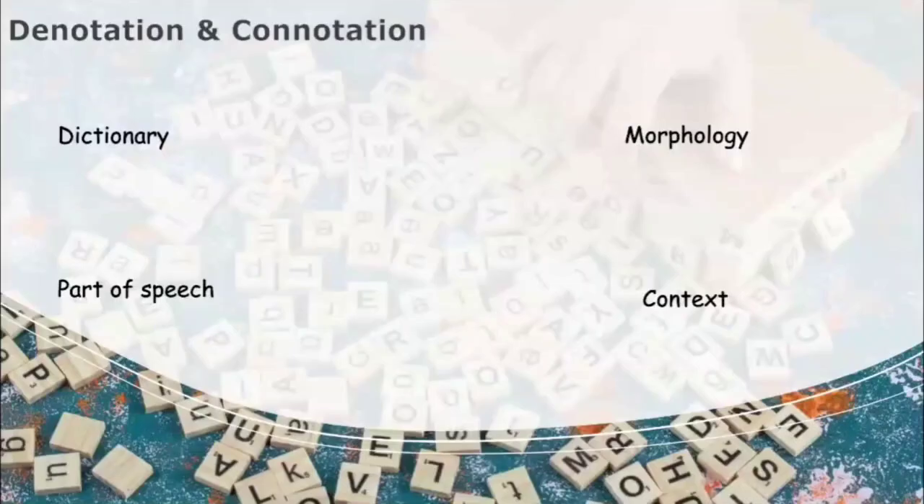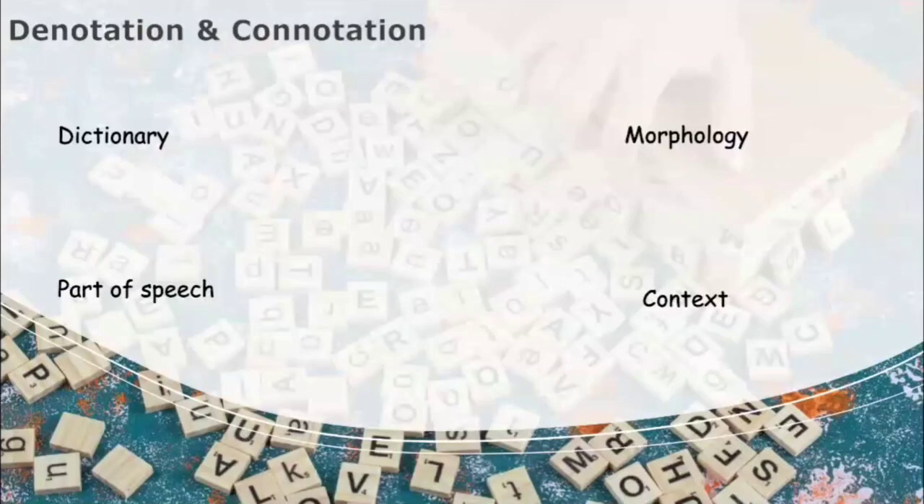Denotation and connotation. Denotation is the literal meaning of a word, and connotation is the emotional meaning. One way to teach denotation and connotation is to teach students how to use a dictionary and how to look up a word in the dictionary.